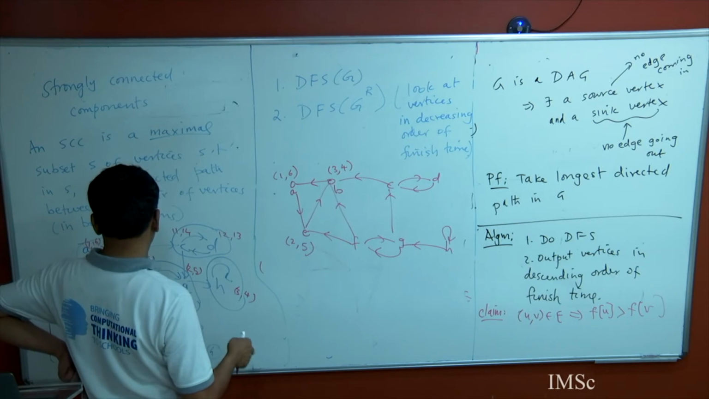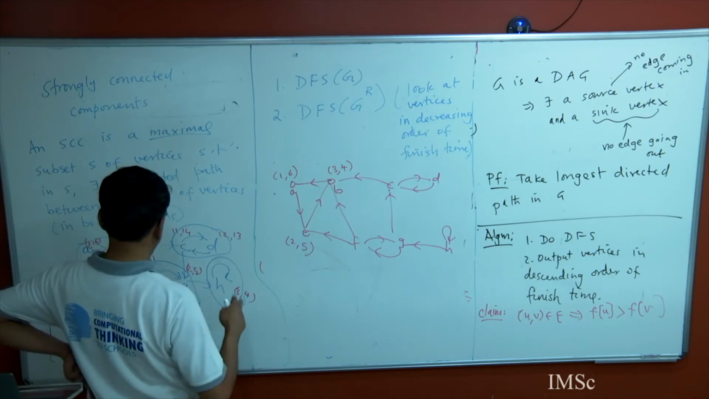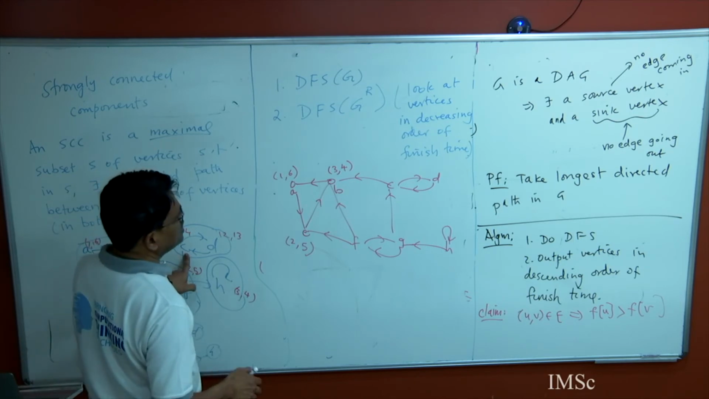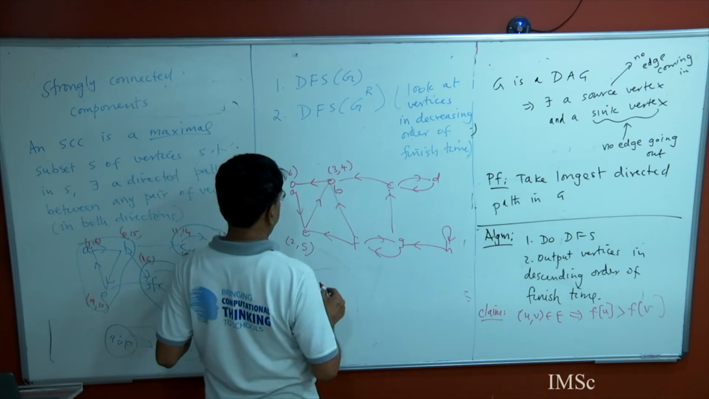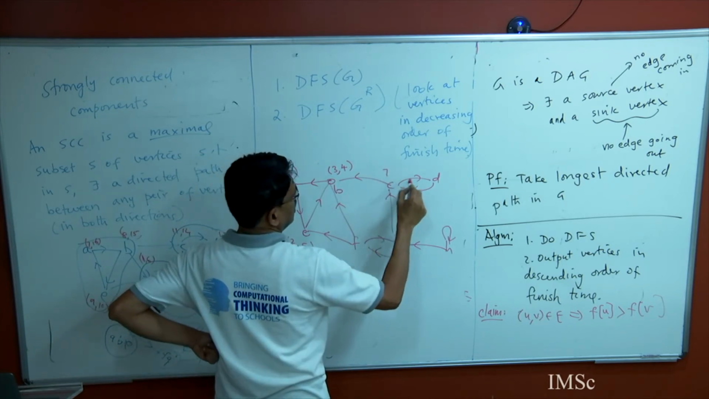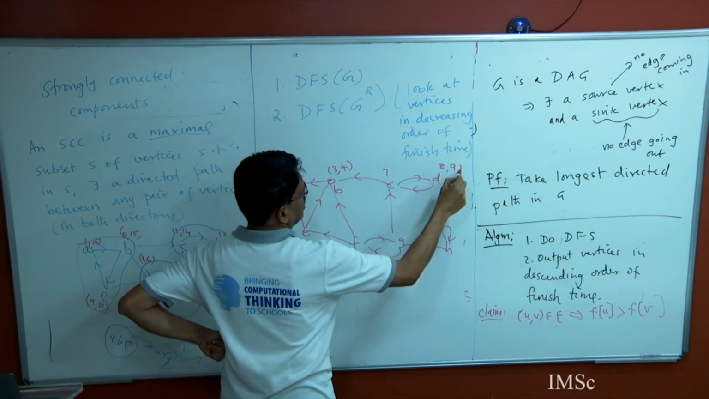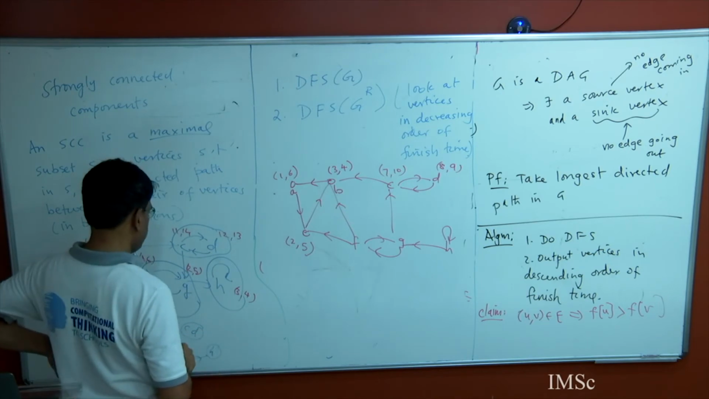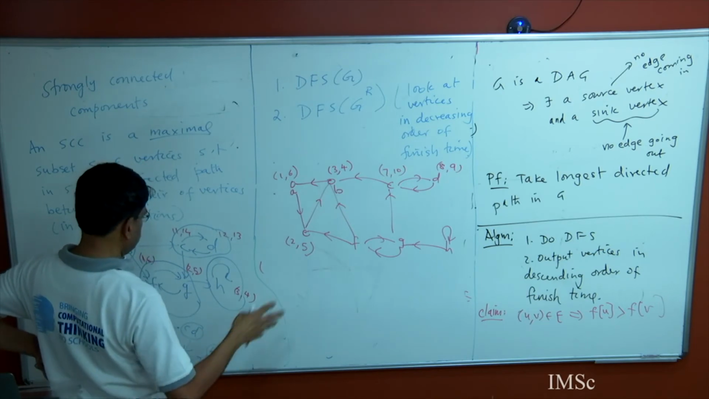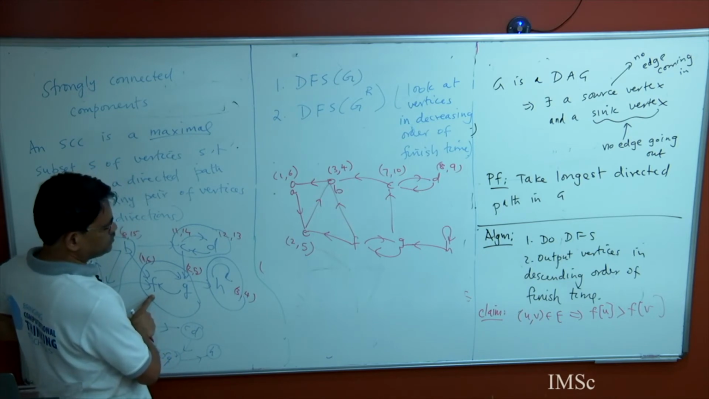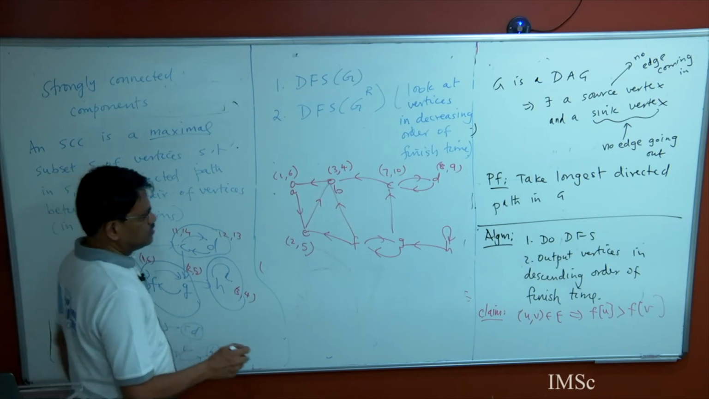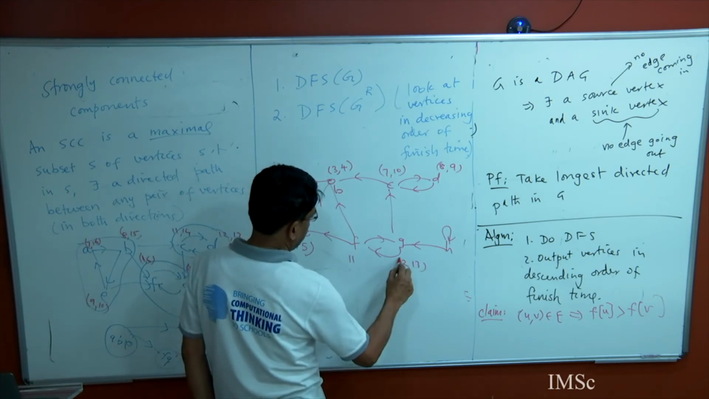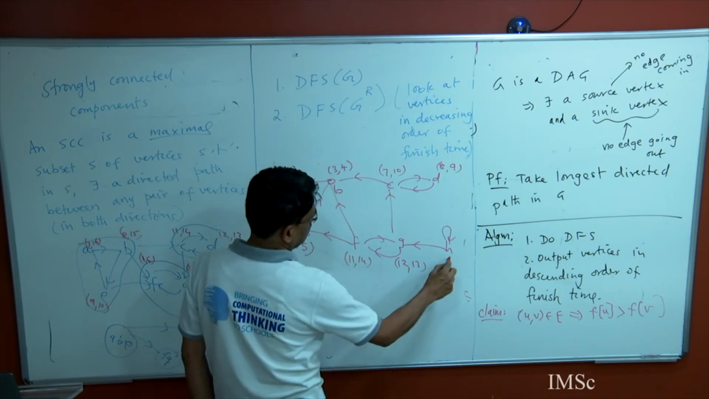So what is the next thing I should start with? The decreasing order of the finish time. So I should start with C, right? Because 16, 15, 10 is all done. I should start with C. So I will have 7, 8, 9, 10. Then I start with, in the decreasing order, so I should start with F. So it will be 11, 12, 13, 14, and this will be 15.